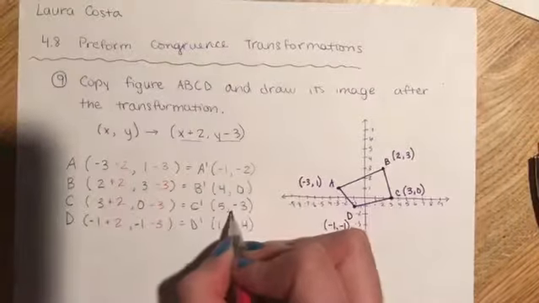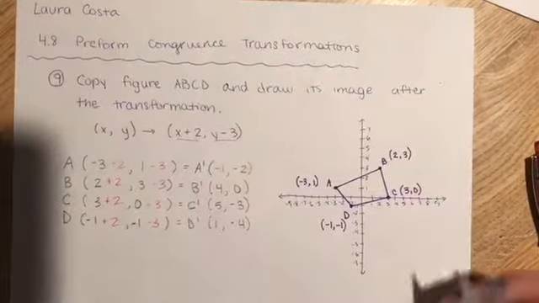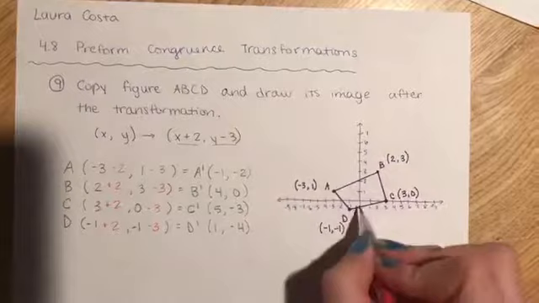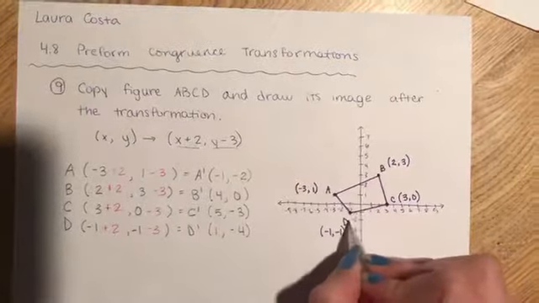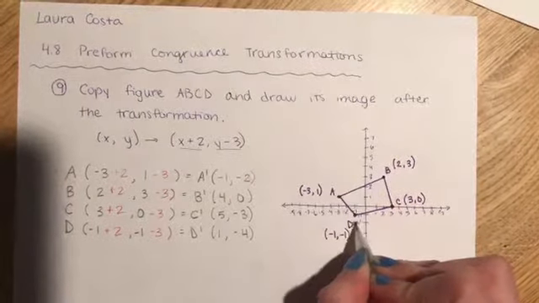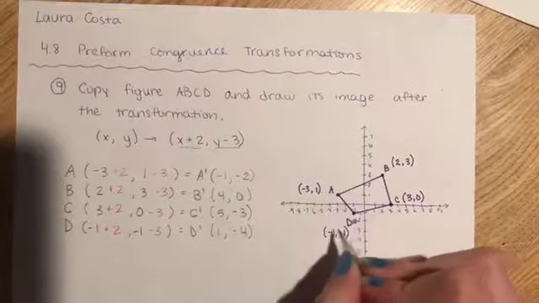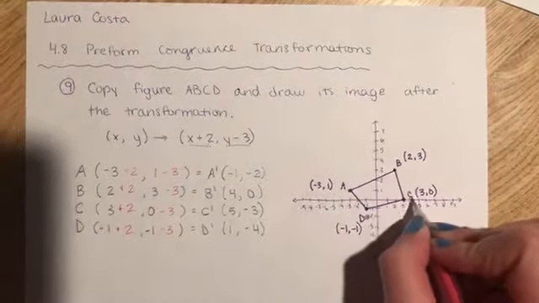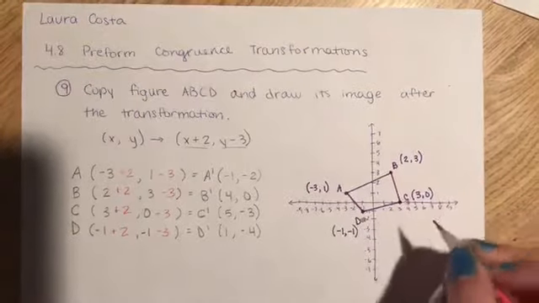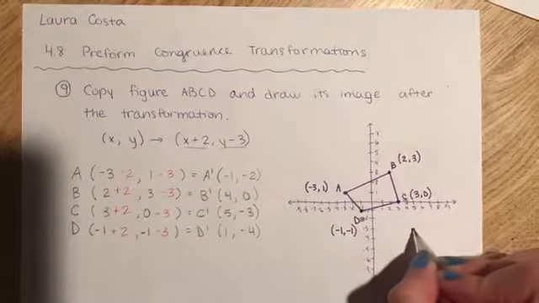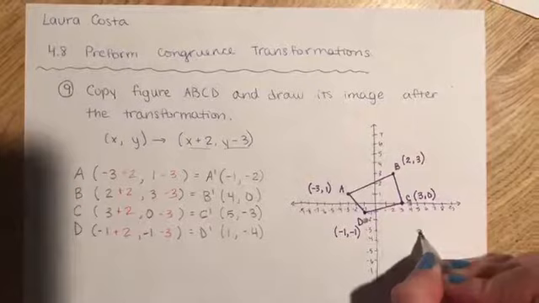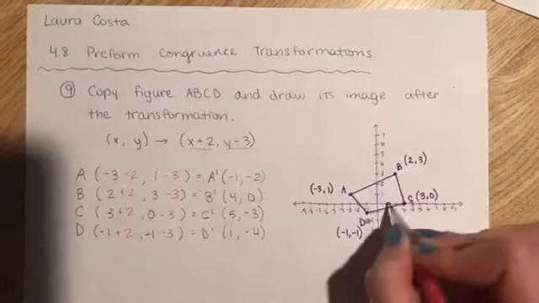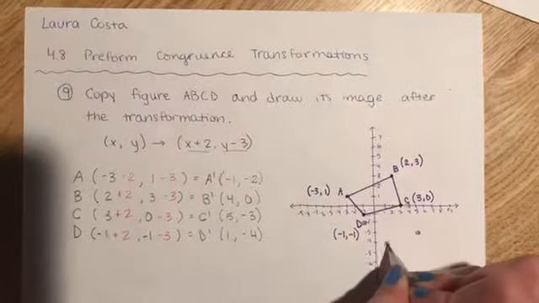I will then plot these points onto the graph. A prime will be -1, -2, so that would go right here. B prime would be 4, 0, so that would go right here. C prime would be 5, -3, and D prime would be 1, -4.